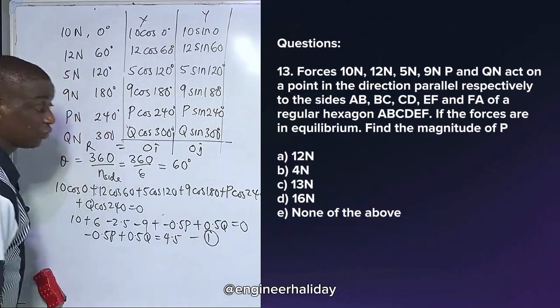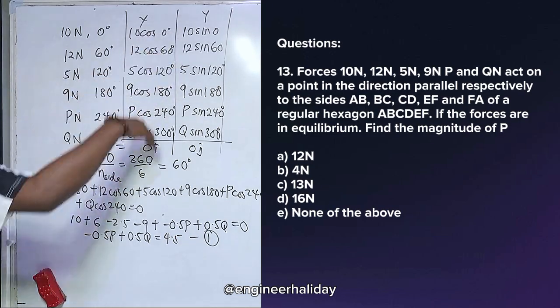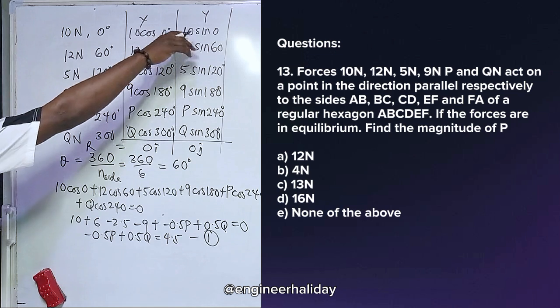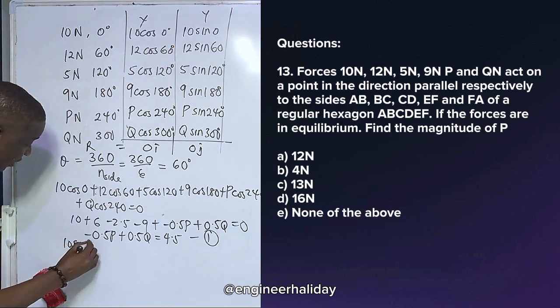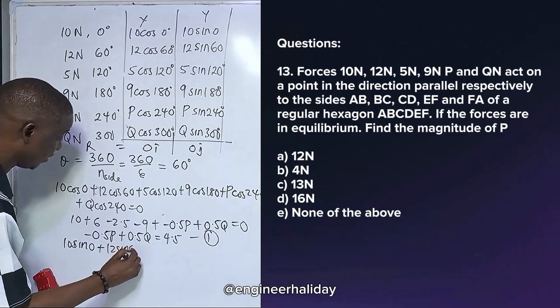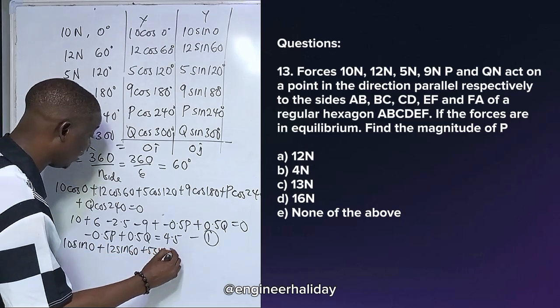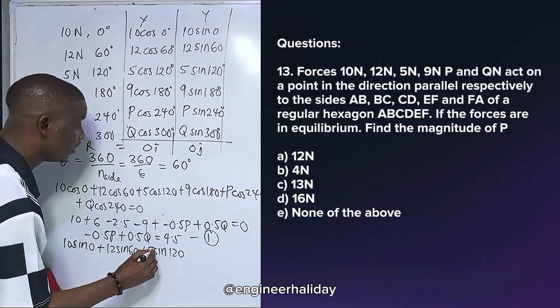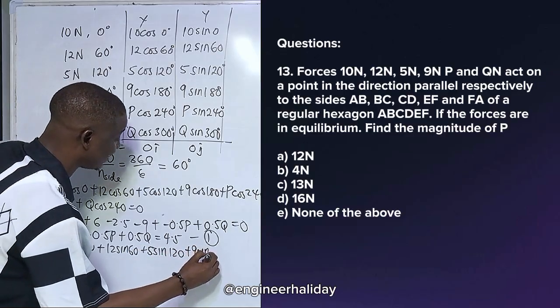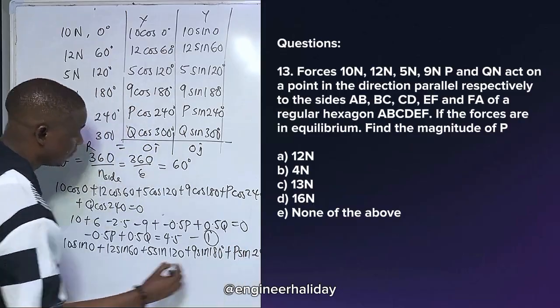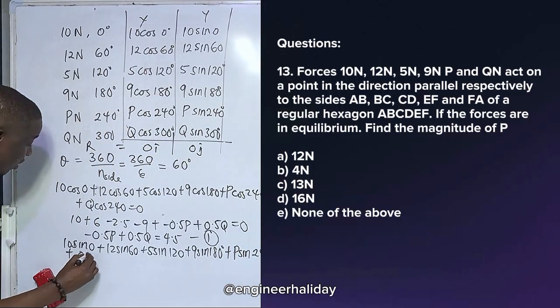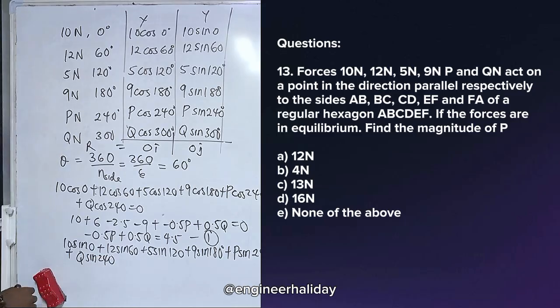Set the calculator in simultaneous equation, so we are going to need it later. Then let's first of all deal with this one. This is 0 now, 10 sin 0. The equation is 12 sin 60 plus 5 sin 120 plus 9 sin 180 plus P sin 240 plus Q sin 240. What do you have there? This one is 0 now. This one will give us 12 times 0.866.